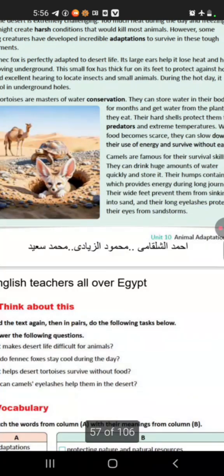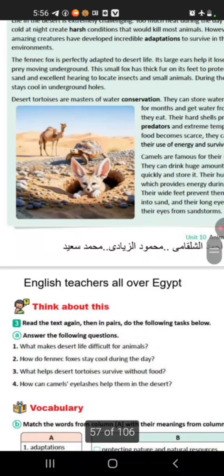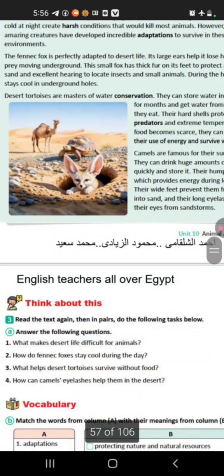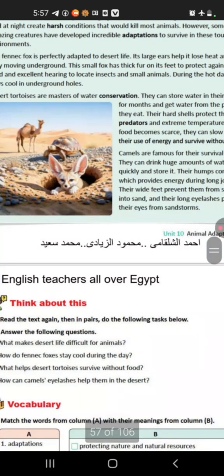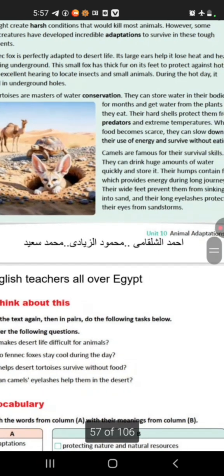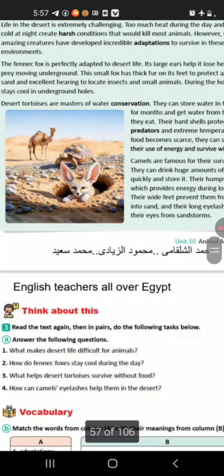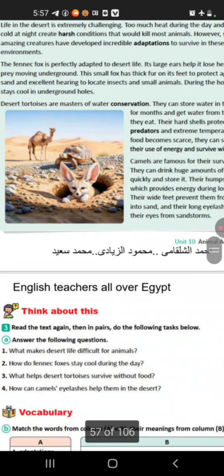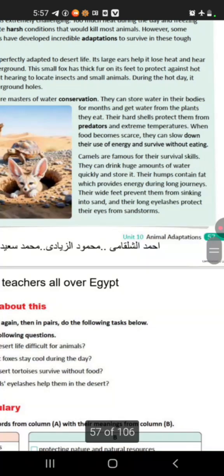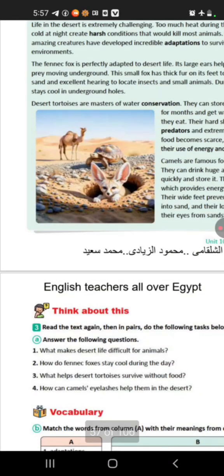This small fox has thick fur on its feet to protect against hot sand and excellent hearing to locate insects and small animals. When you go to the beach and walk on the sand, you feel the sand is very, very hot, right? So imagine the fox without the fur around its feet, okay? In the very hot climate. So God created this fur around its feet to protect it from the heat of the desert. And its ears, besides helping it lose heat and hear prey underground, also help it locate insects and small animals. So what's the food of the fennec fox? Insects and small animals. During the hot day, it stays cool in underground holes. So, describe the home of the fennec fox: holes underground.